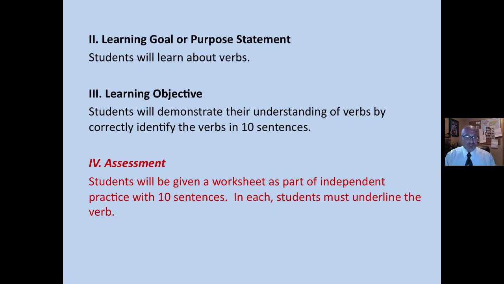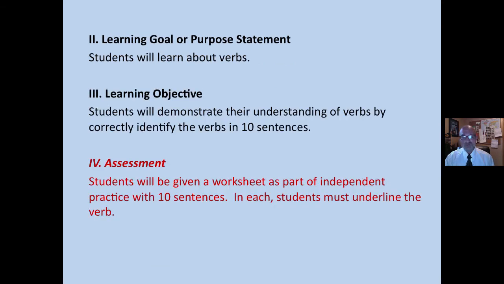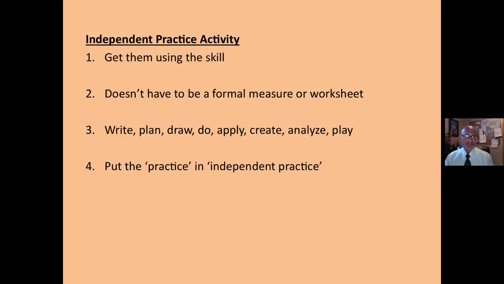And again, the learning purpose statement, the objective, and here's the assessment. Students will be given a worksheet as part of independent practice with 10 sentences. In each, students must underline the verb, all right? That is my assessment. If I've done my job, I can say yes or no in terms of whether they can do that. And based on that, I will plan tomorrow's lesson.